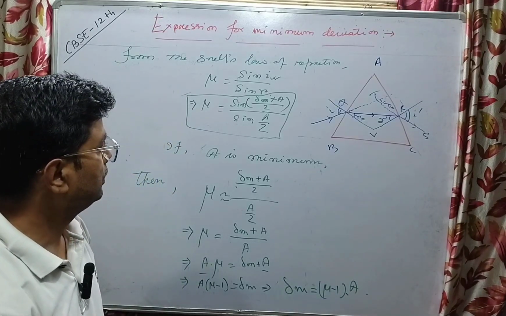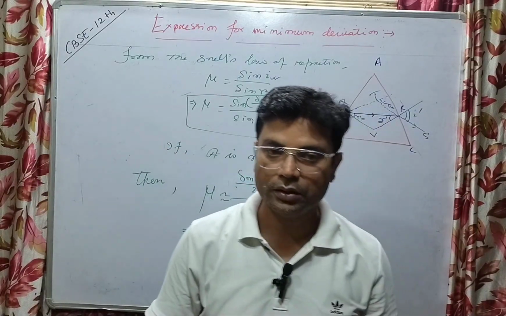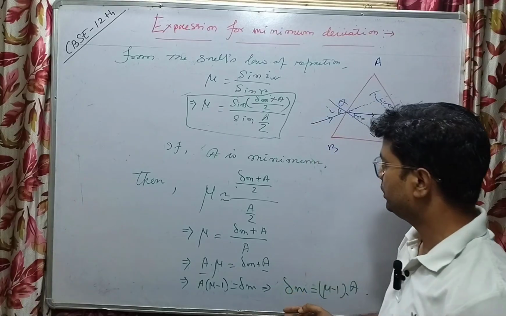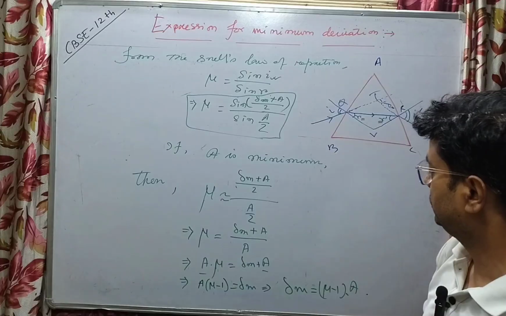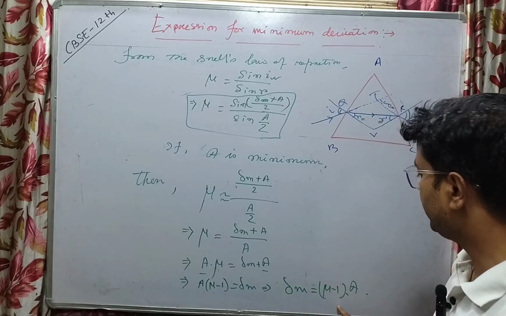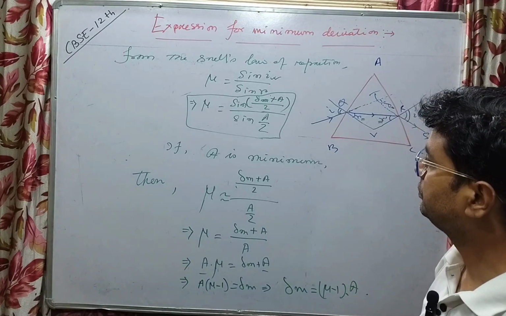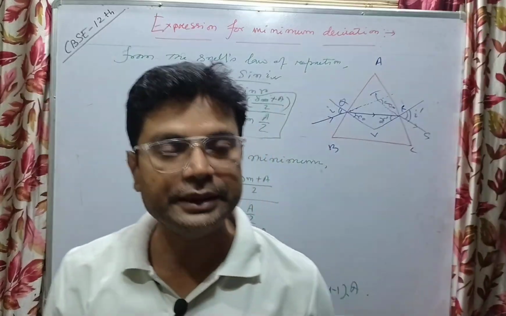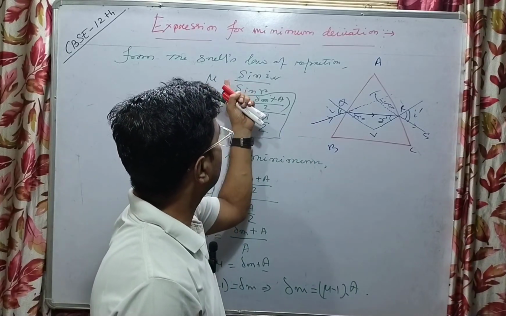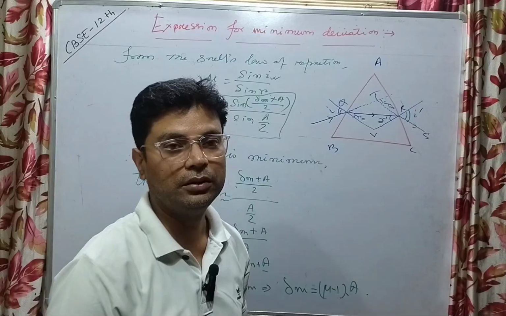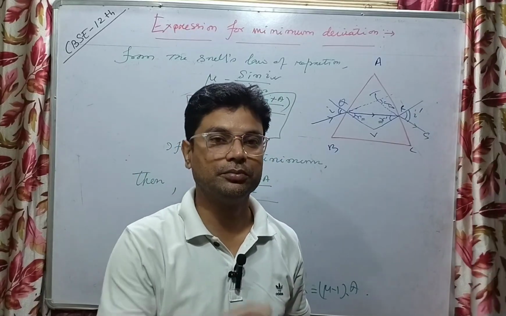Okay, this is all about the discussion. Students, using this formula, using this relation, you can obtain the value of the angle of the prism, angle of minimum deviation, and refractive index. I hope this video will help you understand the minimum deviation of an angle and the condition for minimum deviation of a prism.